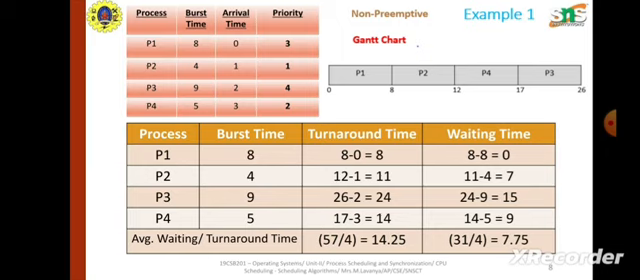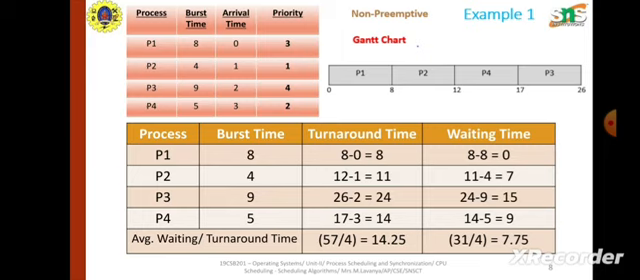By using this Gantt chart, we will be finding the turnaround time and waiting time. Turnaround time, what is the formula? Turnaround time equals completion time minus its arrival time. It is the formula for calculating turnaround time.